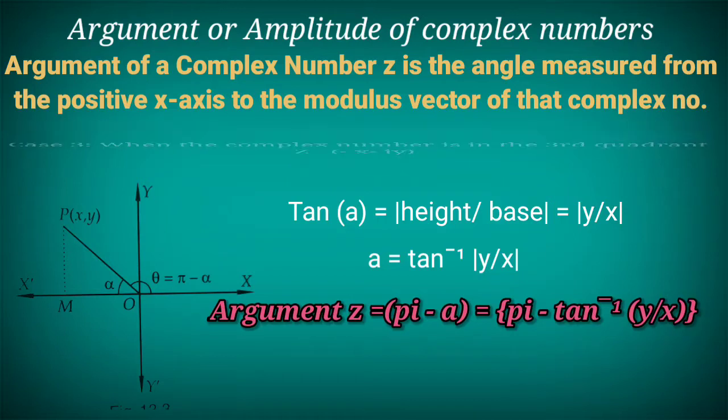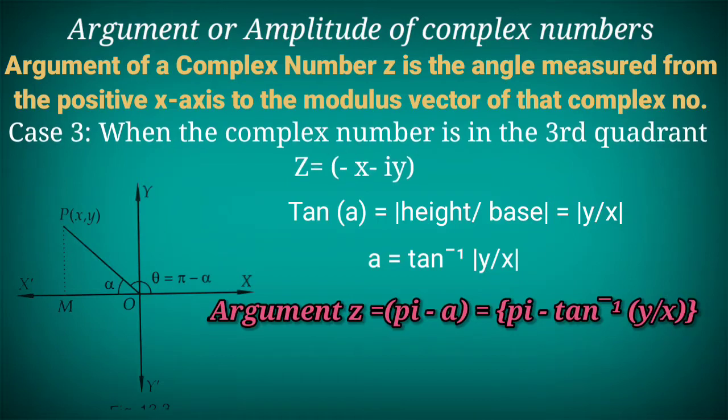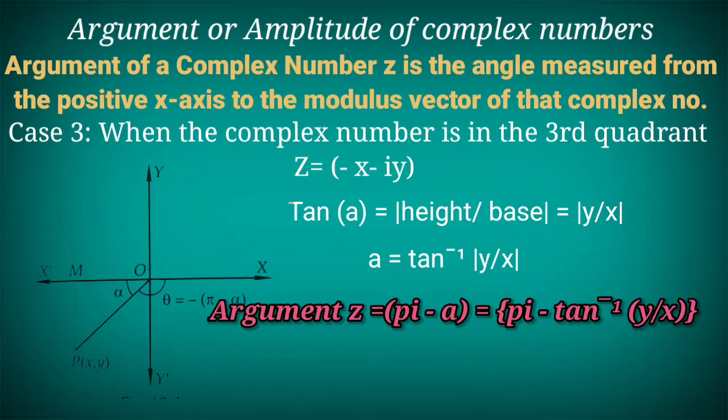Now in the third case, let's take the complex number z lying in the third quadrant, which means z equals minus x minus iy. Hence, if we take alpha as the acute angle between the modulus vector and the x-axis here, then alpha will be an angle related to the negative x-axis again, and it will be on the downside. But the argument is an angle which is measured from the positive x-axis.